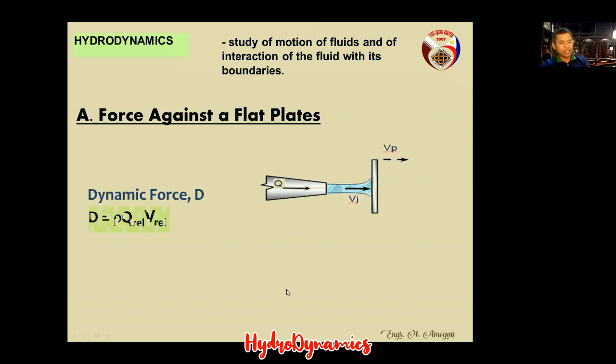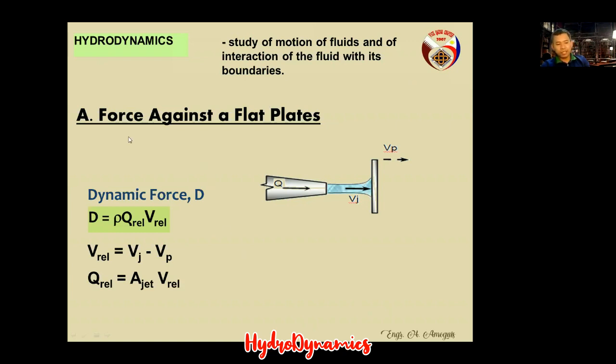The dynamic force, D, is rho Q relative times velocity relative. Sandali, ano ba yung sinasabing Q relative at saka yung velocity relative? Okay. Kung halimbawa, meron tayong plate at saka jet. Kung ang plate is in motion, yung velocity niya relative is velocity of the jet minus velocity of the plate. If the plate is fixed, then the relative velocity is velocity of the jet. And therefore, the Q relative is area of the jet times velocity relative. Okay? Then that is the equation of your dynamic force.